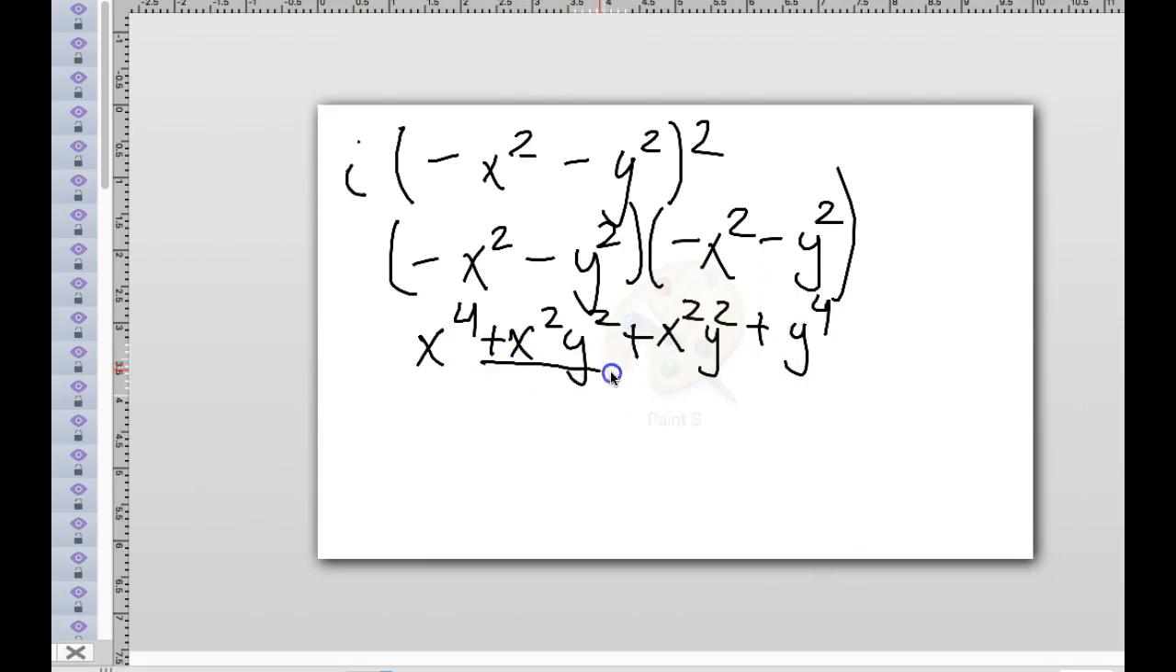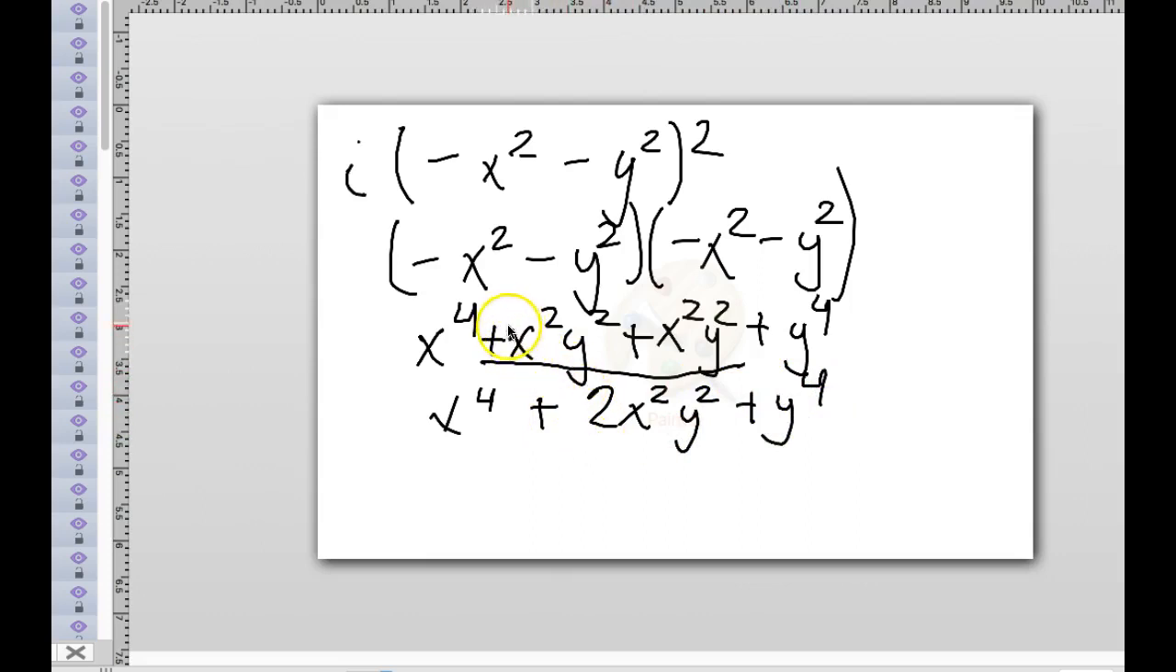Then you're going to combine like terms, the ones in the middle. They are like terms because they both have the same variables and the same exponents. So that becomes x to the 4th plus 2x squared y squared plus y to the 4th. Because that's one of these plus one of these, we added up the coefficients and the variables stay the same.